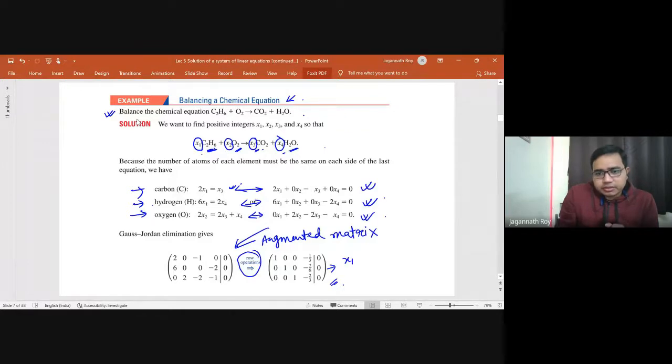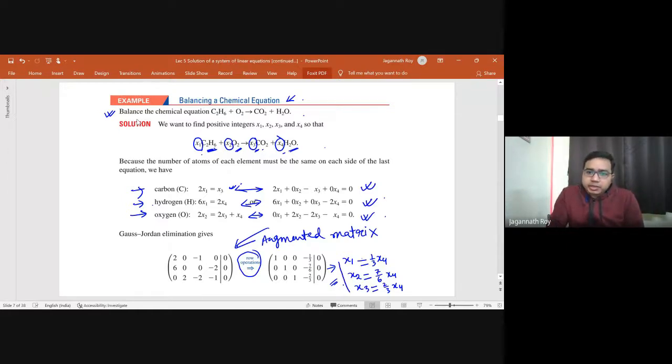x1 minus 1 by 3 x4 equals 0, x2 minus 7 by 6 x4 equals 0, and x3 minus 2 by 3 x4 equals 0. Or you can write it directly from here: x1 equals this, x2 equals this, and x3 equals this. So these variables are dependent on x4.